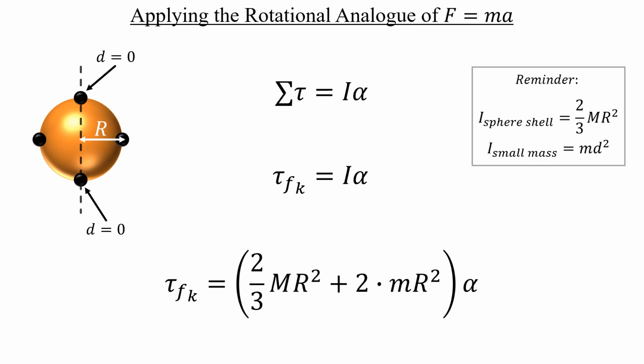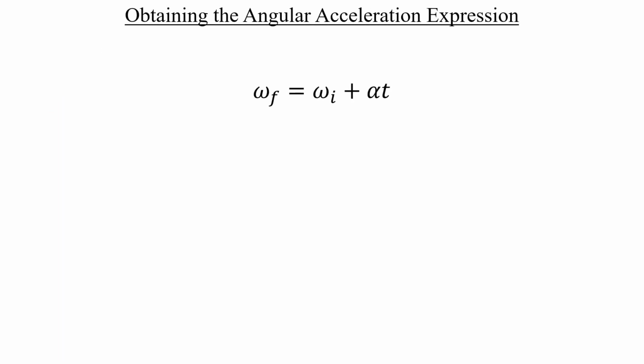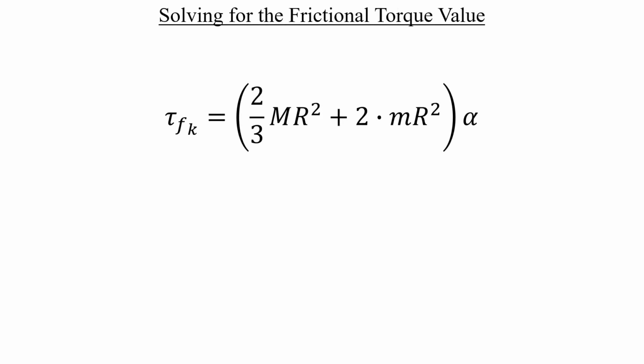Next, let's work on an expression for the angular acceleration variable. Since we have the rate of rotation at the beginning and end of that 30-second period, we can grab this rotational kinematic equation to help us out. Just subtract omega initial from both sides and then divide by time. That's pretty easy. Let's go back to our previous expression and plug in what we just obtained for alpha.